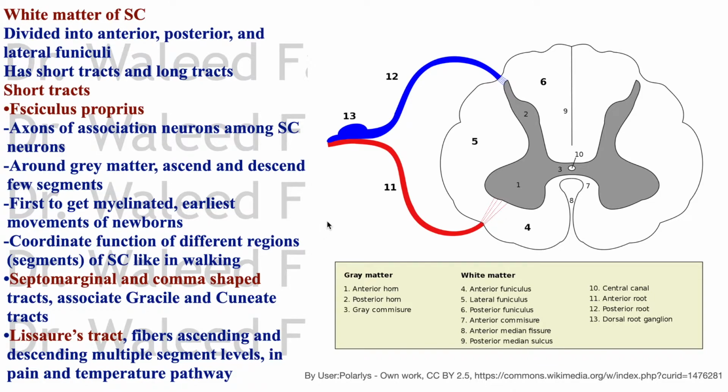Another short tract is the septomarginal and comma shape. These are between the gracile and cuneate tracts at the dorsum. They connect and associate both the gracile and cuneate tracts. There is also the Lissauer's tract. This is the Lissauer's tract. It's in the pain and temperature pathway, with fibers ascending and descending multiple segment levels for the modulation of pain.